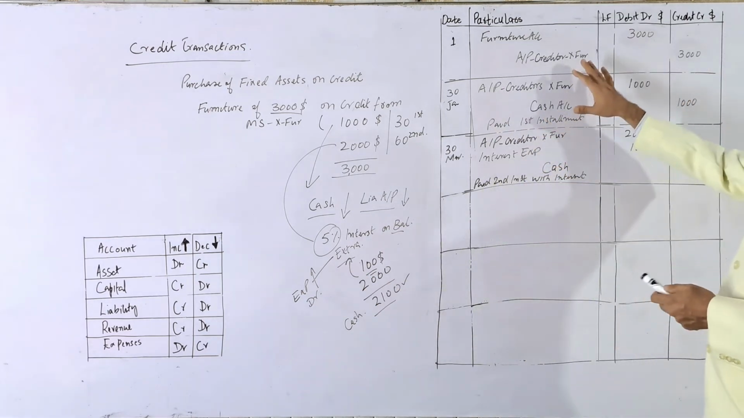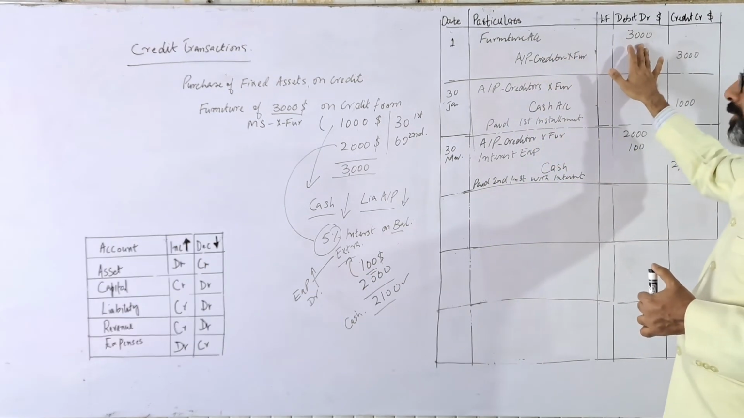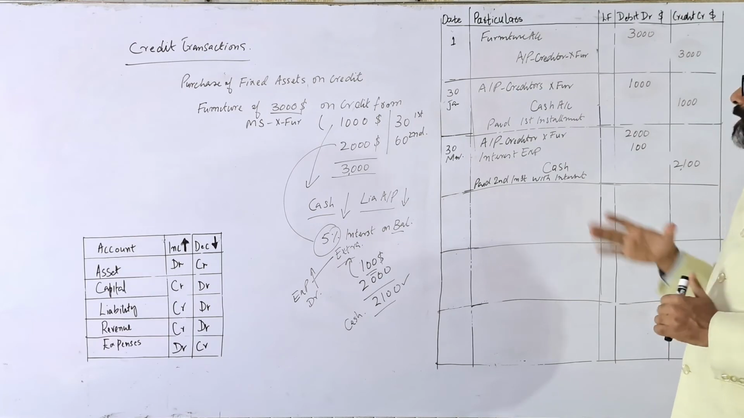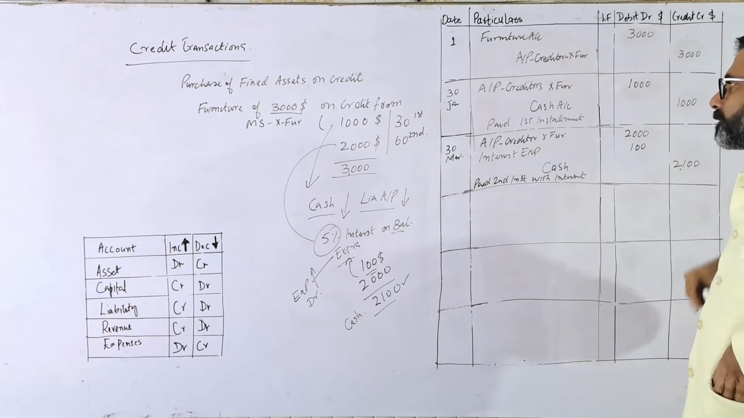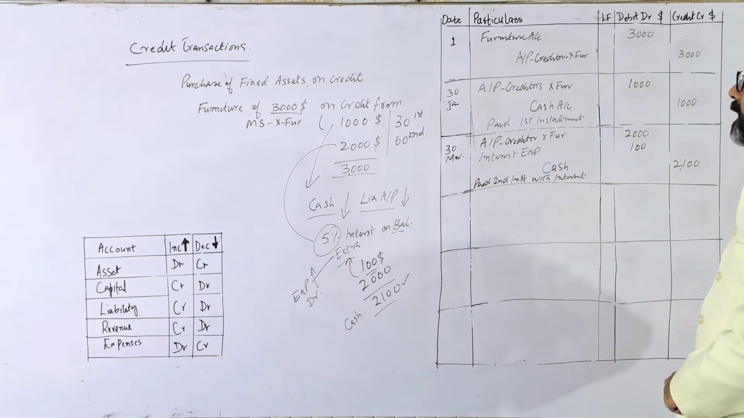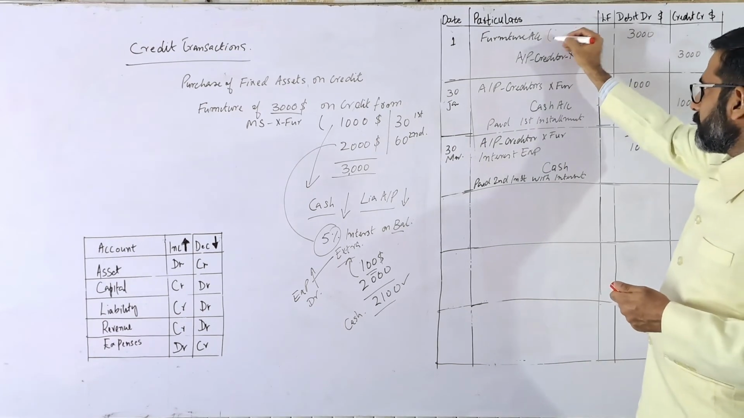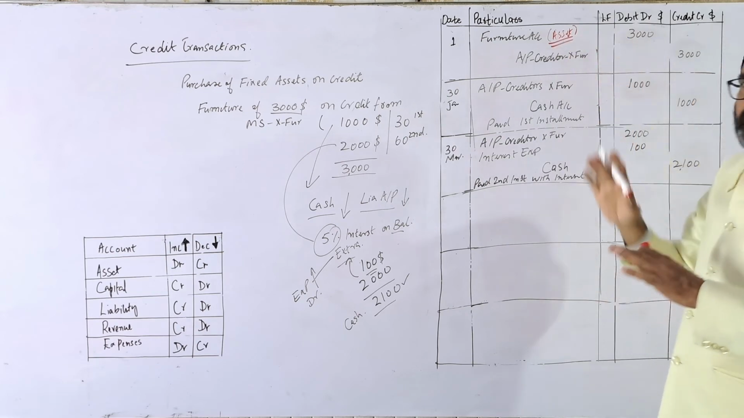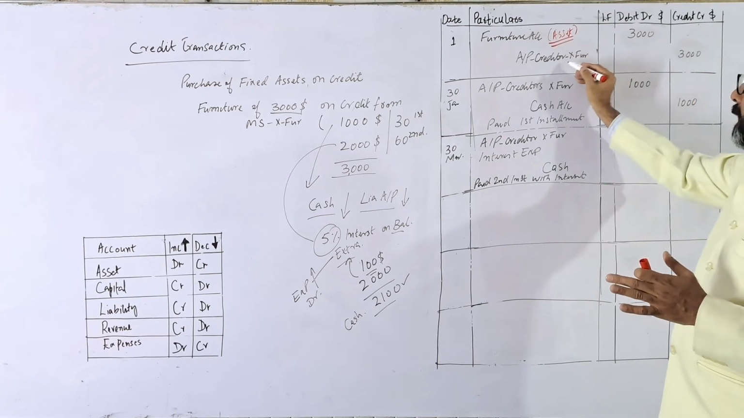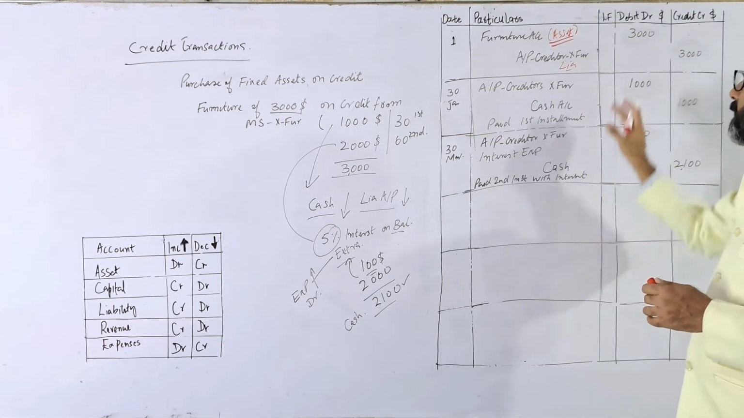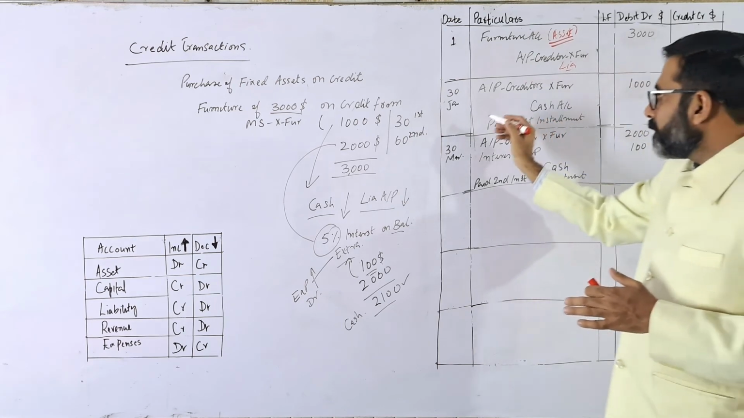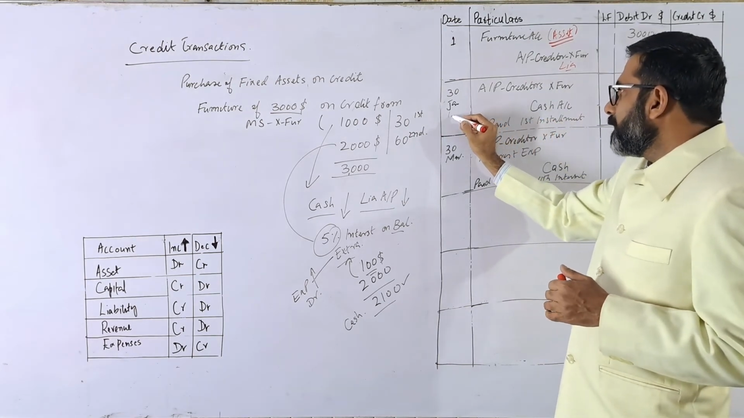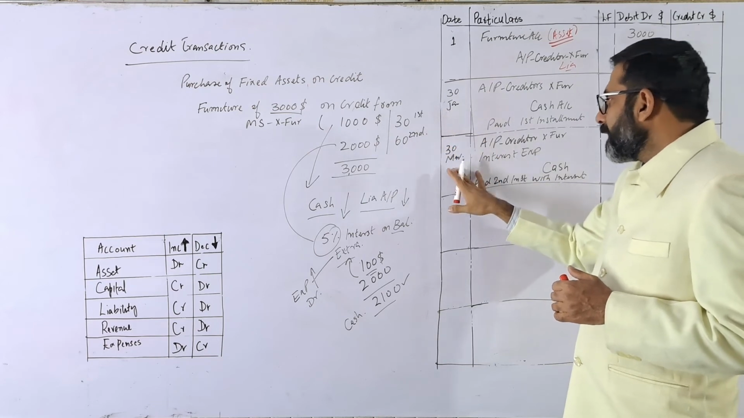So when you purchase the furniture, the furniture account is debited by how much? $3,000, because that is the asset. I'm just writing it for understanding, not as part of the transaction obviously. And this is the liability, the first transaction. Now we have two options: the first installment and the second installment.